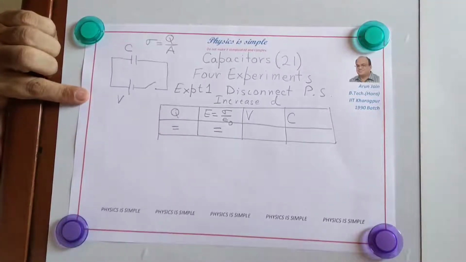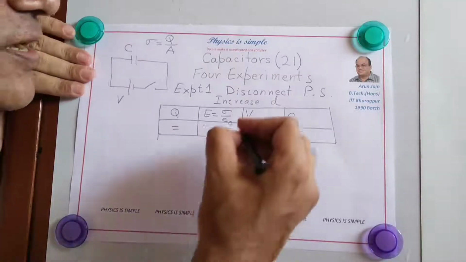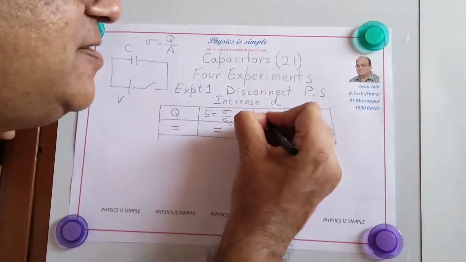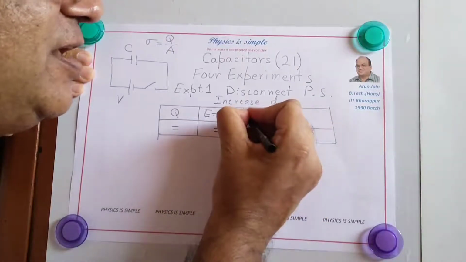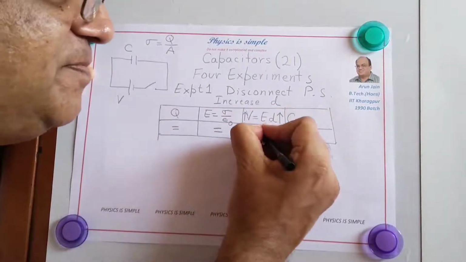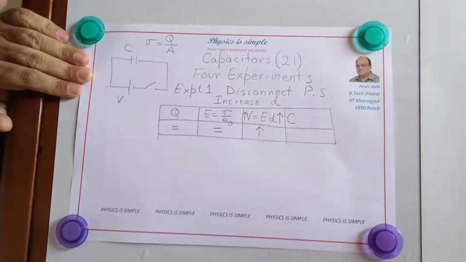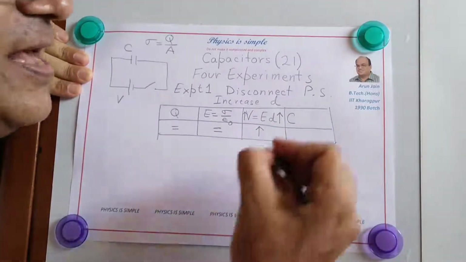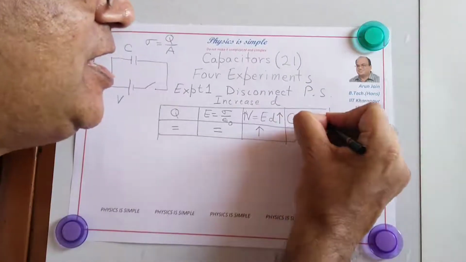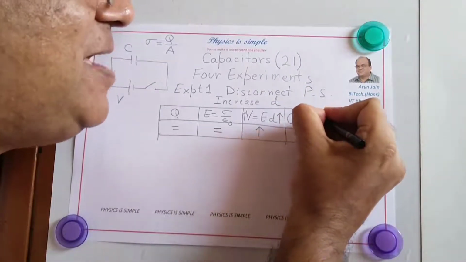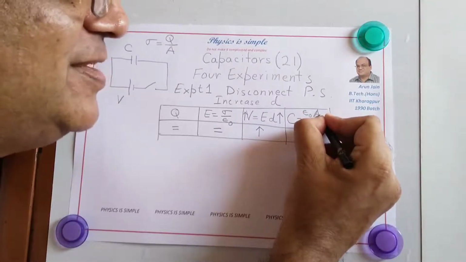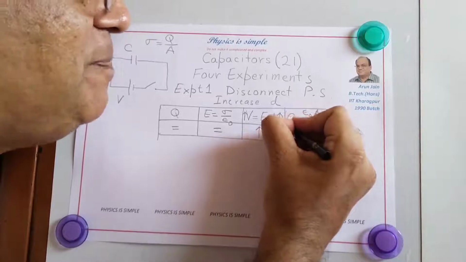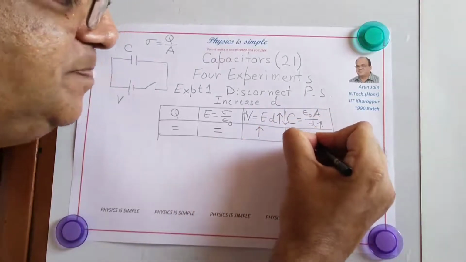What about the potential difference between the plates? Electric field is not changing, but we are increasing the distance D between the plates. V equal to ED. So if D increases, V will increase. And what happens to capacitance? Capacitance is given by epsilon naught A by D. Here epsilon naught and A are constants. D is increasing. So capacitance will decrease.